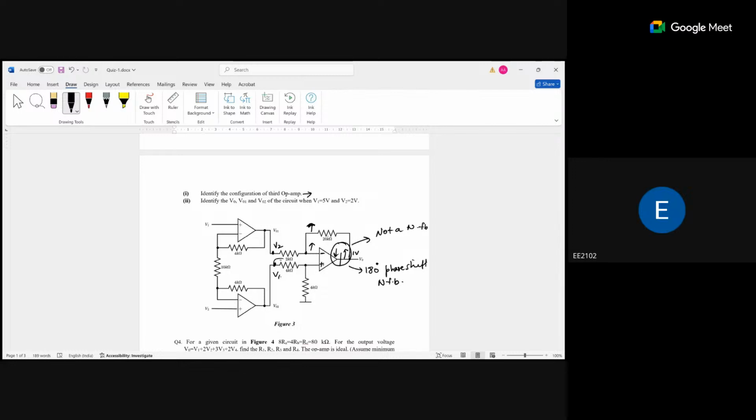Generally, what we study is that an operational amplifier, op amp, always works in negative feedback. Only in certain cases does the operational amplifier work as positive feedback. One is the Schmitt trigger, and the second is oscillators.